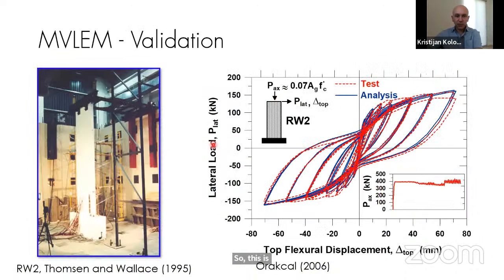This is basically the formulation. Here we have validation of one of these models against this specimen RW2. Again, this is just a two-dimensional model, so in this case, we're just validating against the planar wall. And you can see that the model can do a pretty nice job in predicting the force deformation relationship.